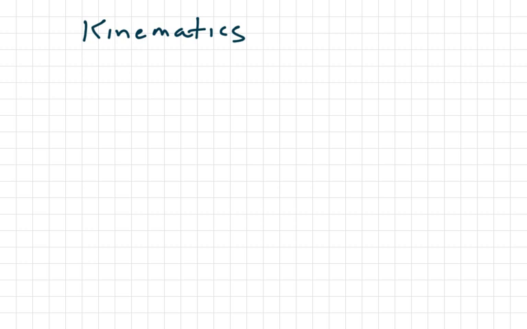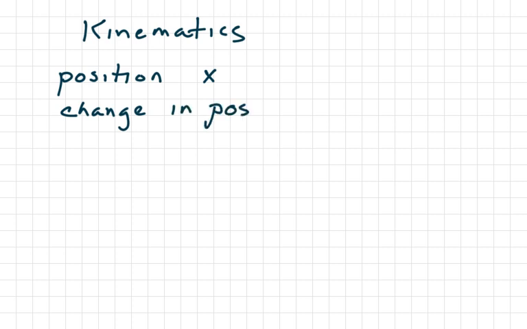When we want to indicate position, we will use a small case x. When we want to indicate a change in position, we will use delta x, which is our final position minus our initial position. This quantity is called displacement.